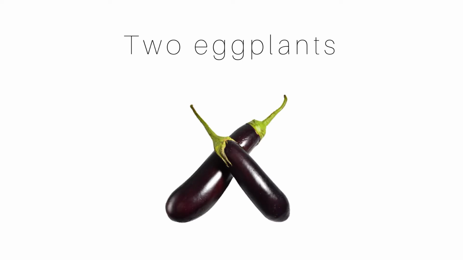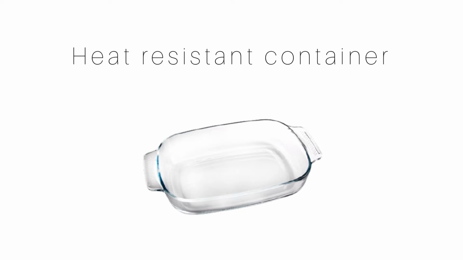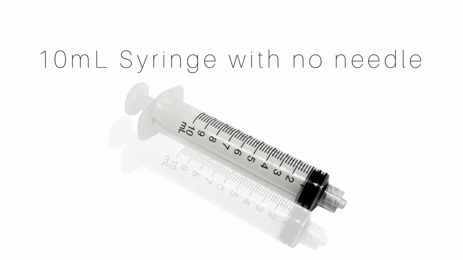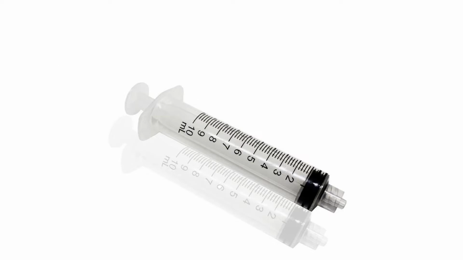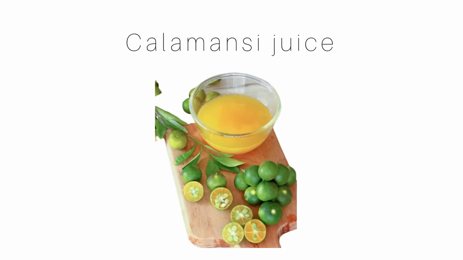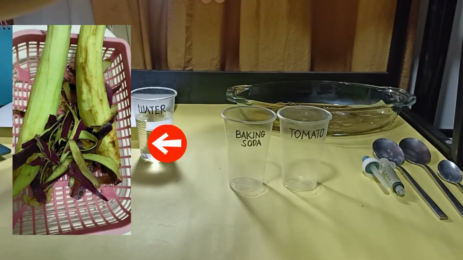For the materials needed in conducting the experiment, we have 2 eggplants, water, clear plastic cups, a heat-resistant container, a dropper, white paper, a 10 ml syringe with no needle, baking soda, tomato juice, vinegar, and calamansi. Let's proceed to the experiment.